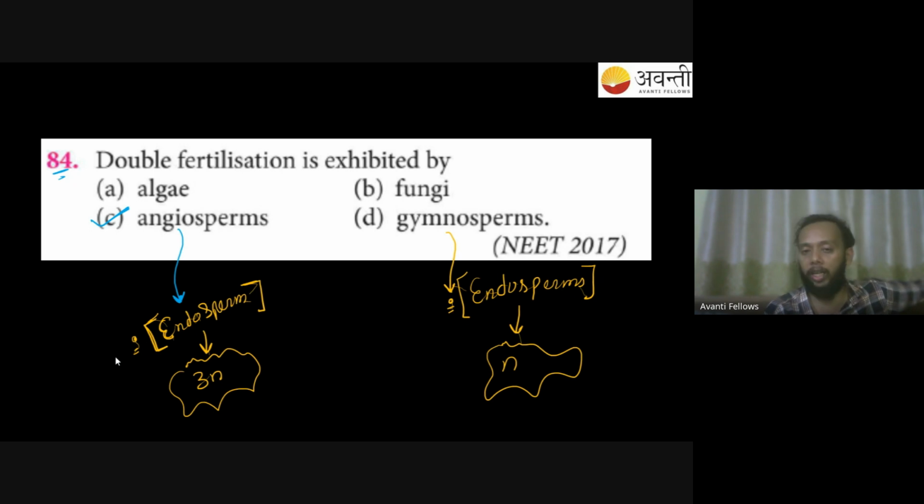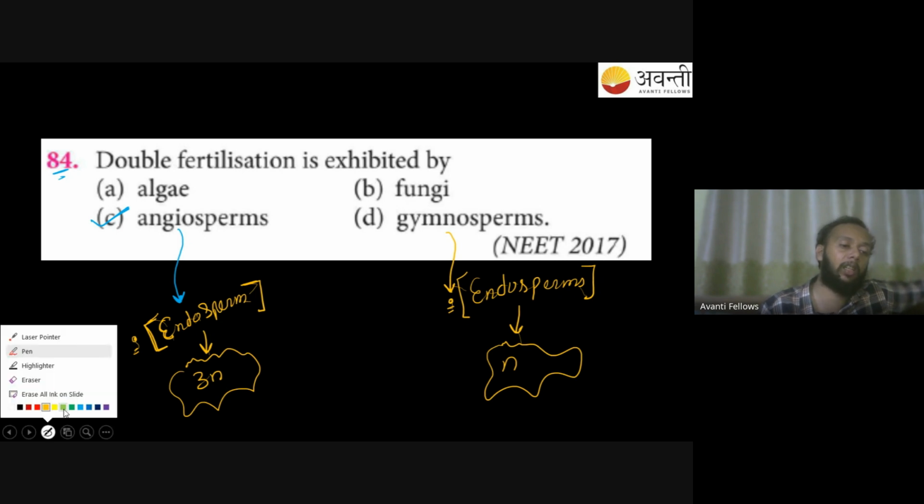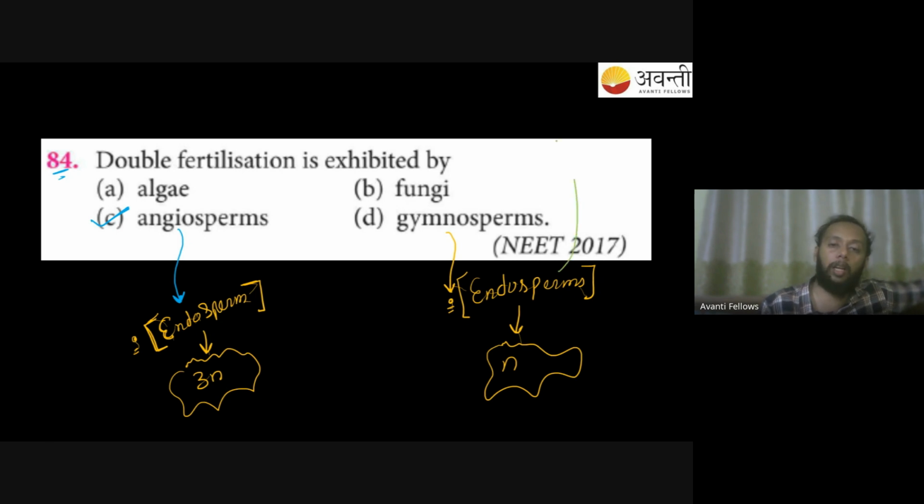ठीक है। अब एक बार इसमें और ऐड करो, add one more thing in this. One more thing what you have to know here is that endosperm in gymnosperm is formed before fertilization. So the endosperm is getting formed over here before fertilization. So even before the sperm comes, even before the male gamete is going to come, before that the endosperm is getting formed.